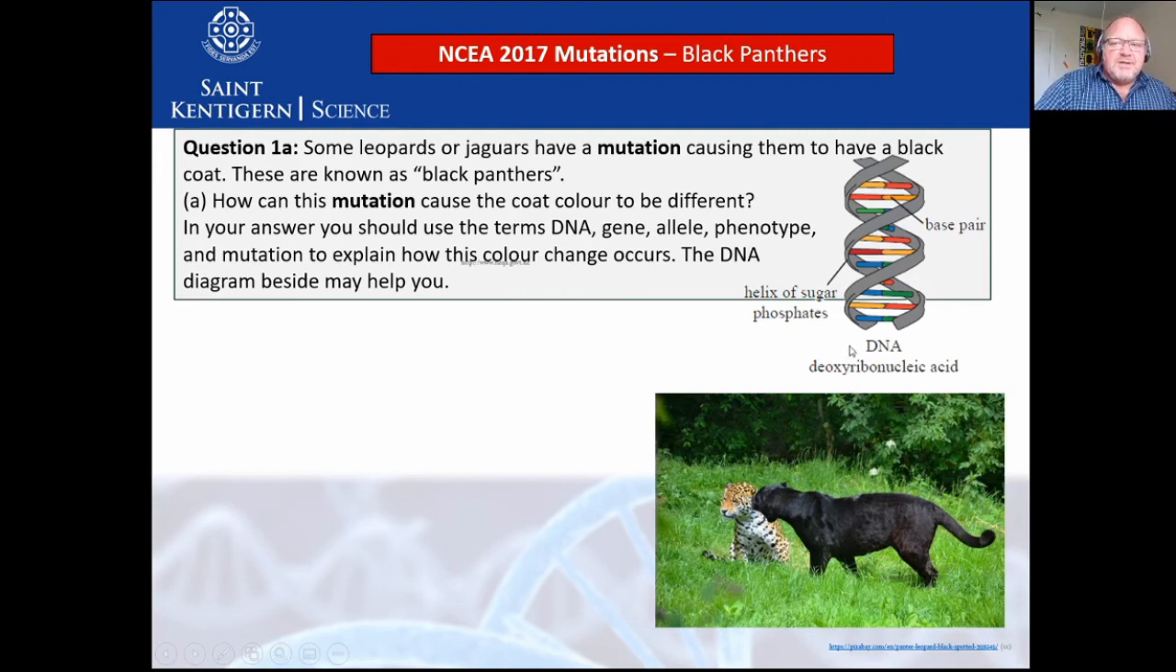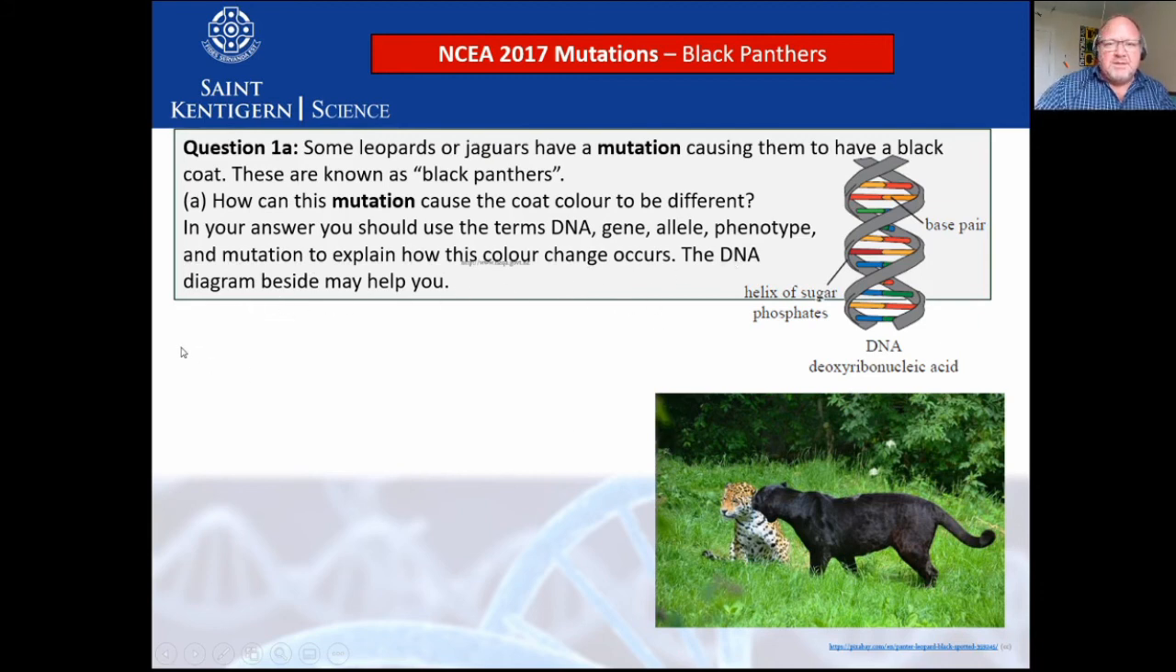So there was a mutation in the coloration or the protein that codes for the coloration of the panther. And because of that, the organism now displays the phenotype of being black. So, how can this mutation cause the coat color to be different? In your answer, you should use the term DNA, gene, allele, phenotype, and mutation to explain how this color change occurs. The DNA diagram may help you.